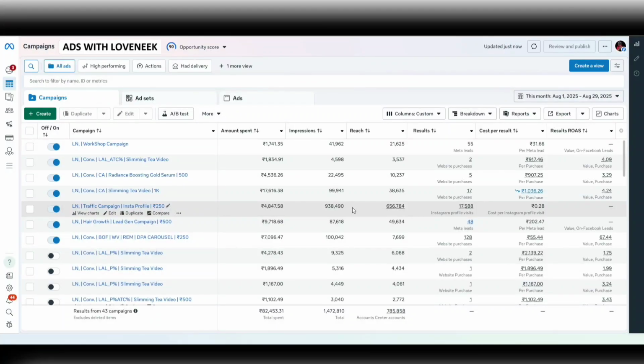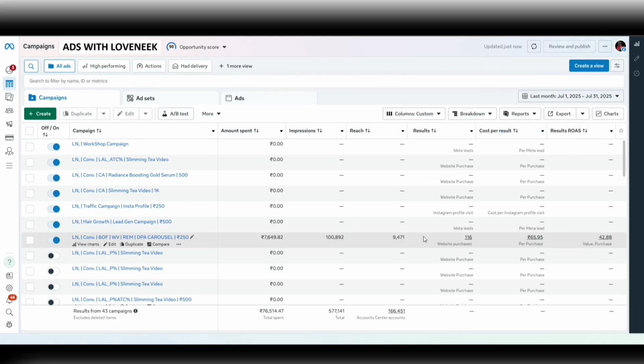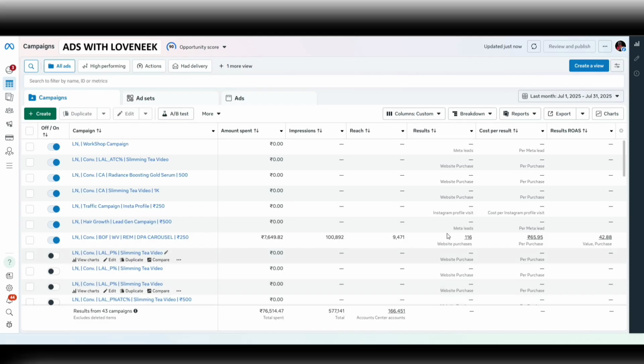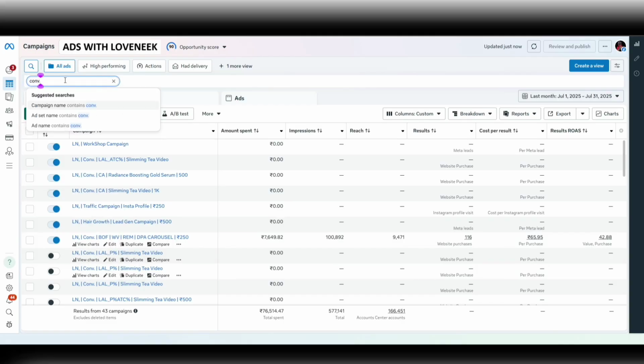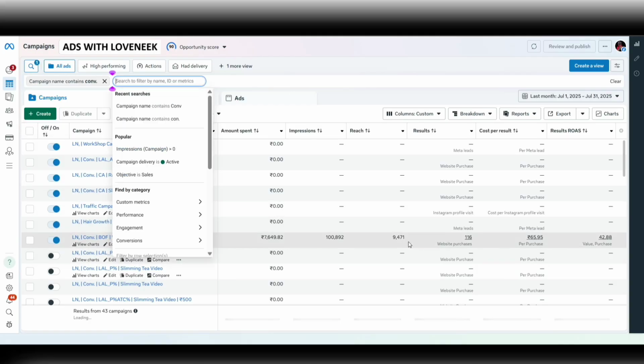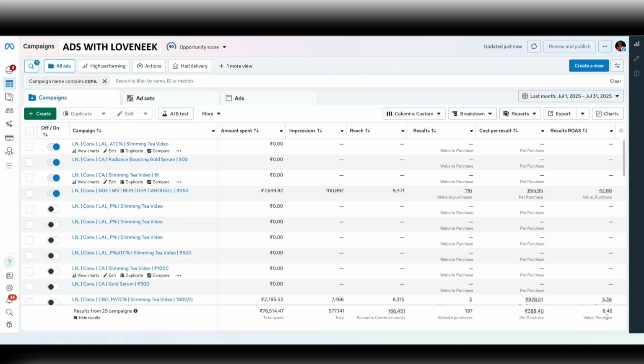So last month I spent 76,514 on Meta ads and generated a ROAS of 8.46. I will just show you the ROAS from the conversion campaigns. Okay, so as you can see, for the conversion campaign, the ROAS I achieved was 8.46.